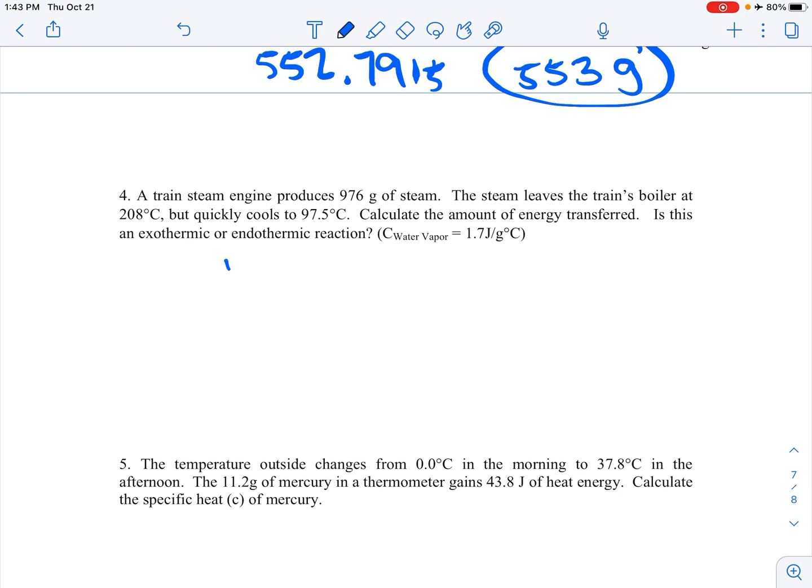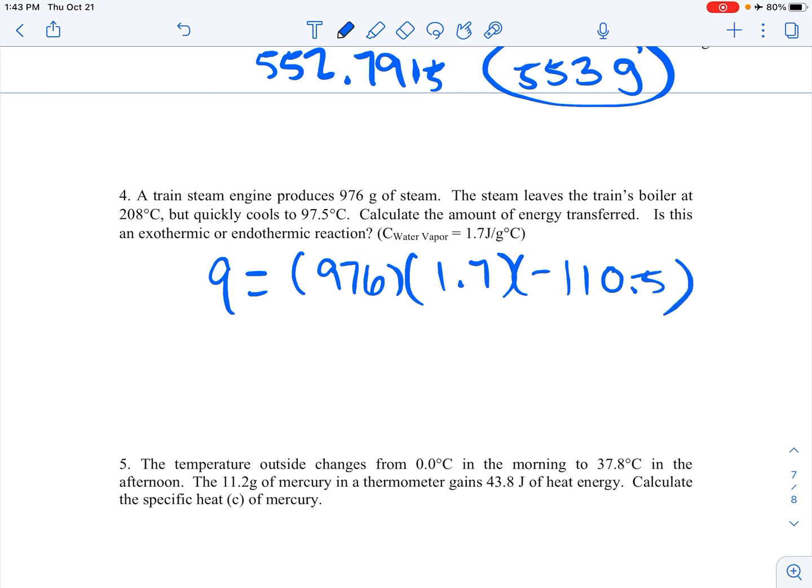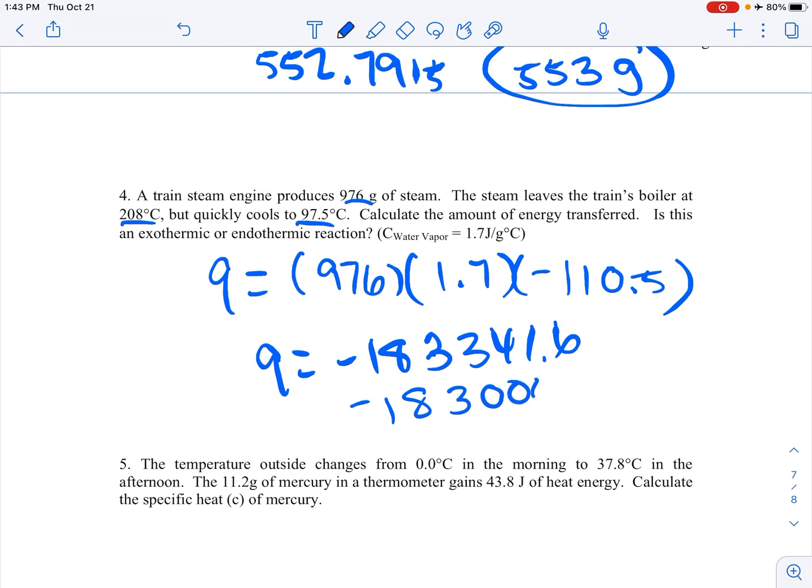Okay, energy is Q. So mass times specific heat. Water vapor is different. T final is 97.5 minus 208. So negative 110.5. So multiply those together, and you get negative 183,341.6. So 3 sig figs, 3 sig figs, 3 sig figs. So negative 183,000. And since it's negative, we know it's exothermic.